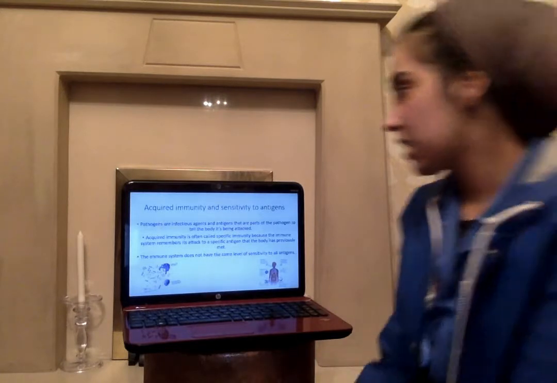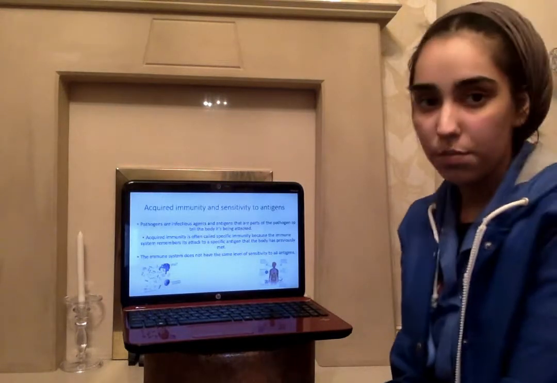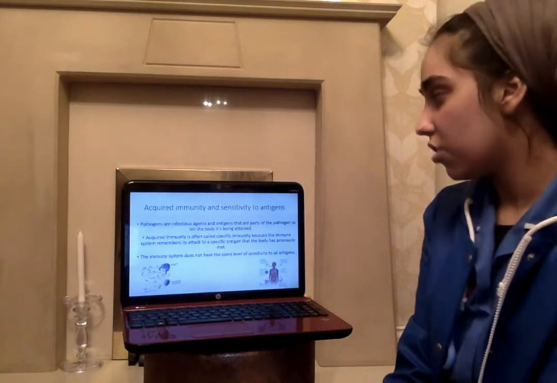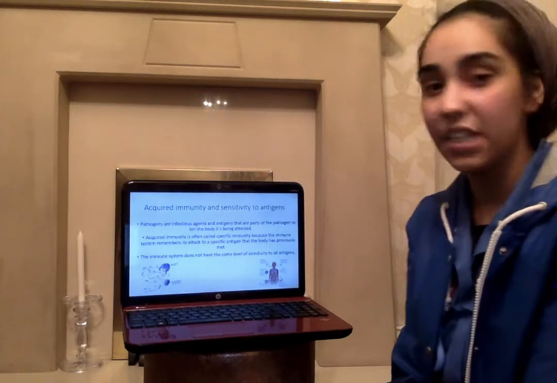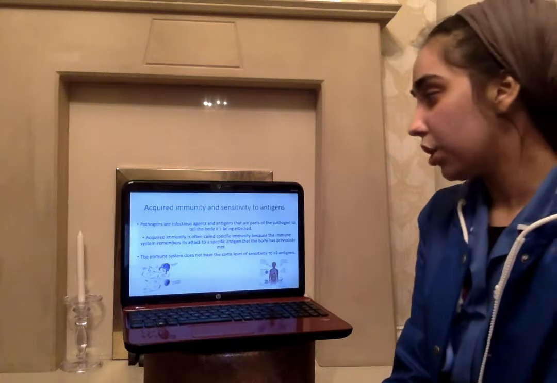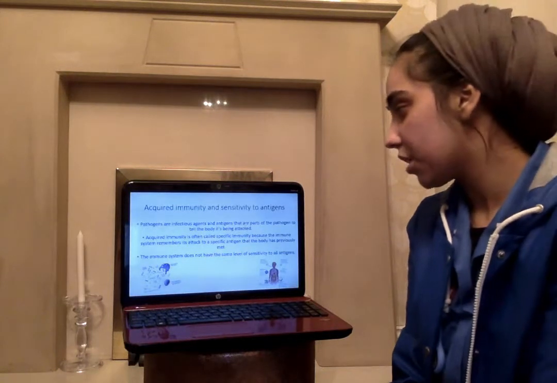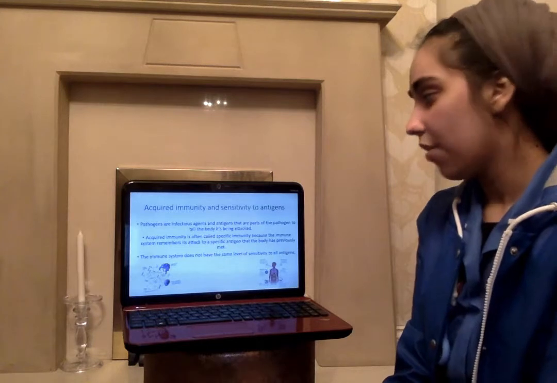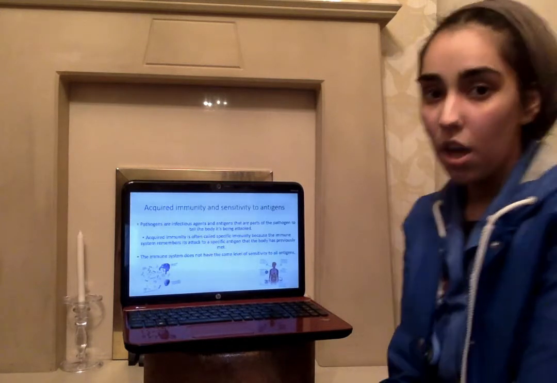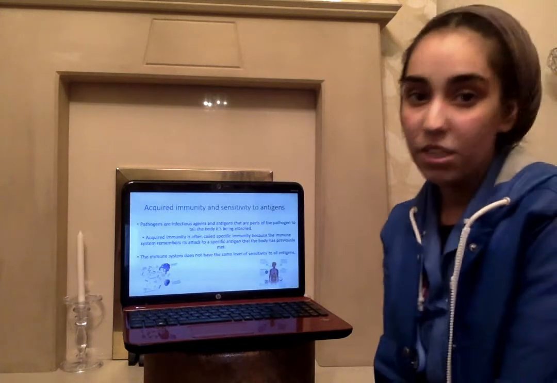Acquired immunity and sensitivity to antigens. Pathogens are infectious agents, and antigens are parts of the pathogen that tell the body it's being attacked. Acquired immunity is often called specific immunity because the immune system remembers its attack on a specific antigen that the body has previously met. Acquired immunity is not present at birth.